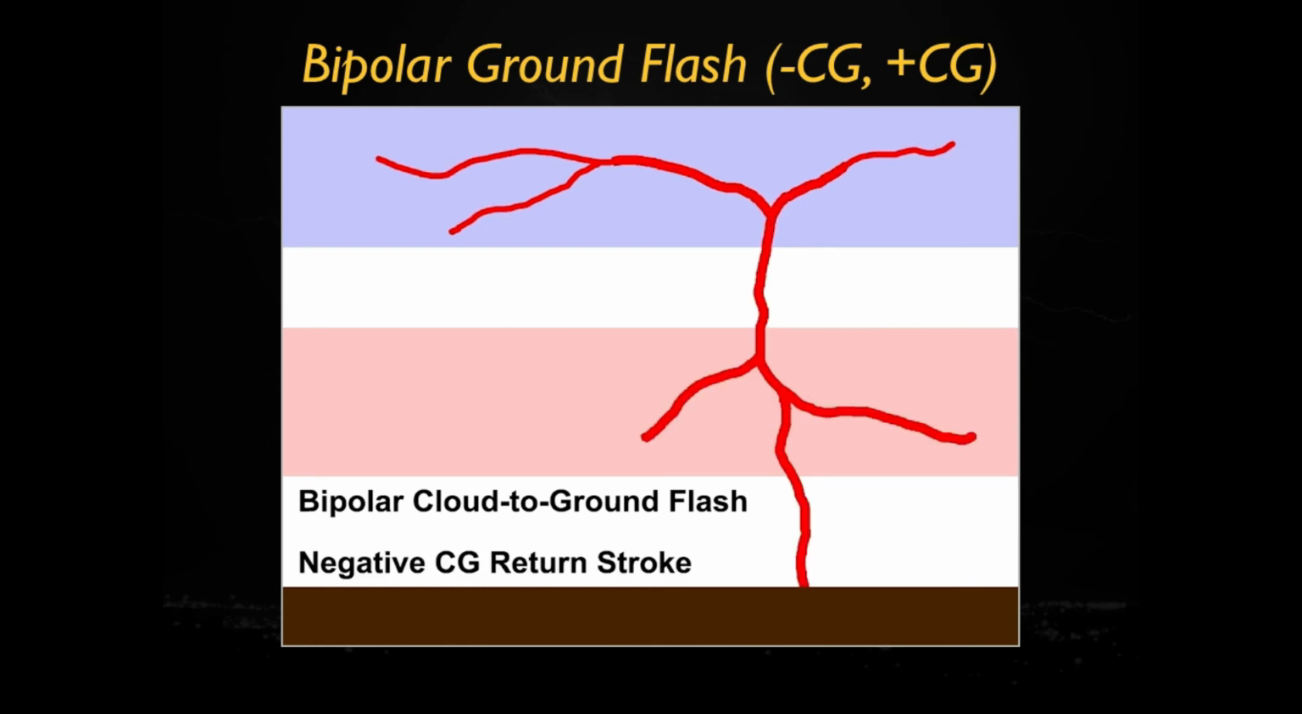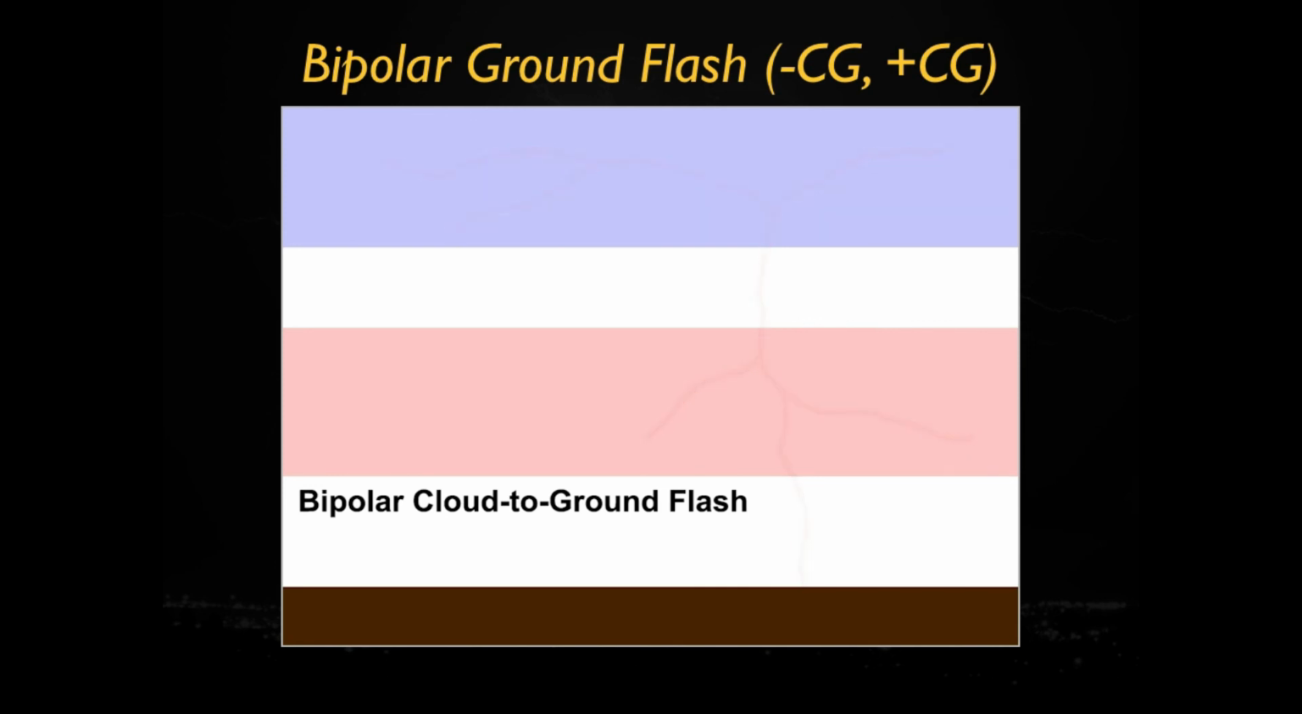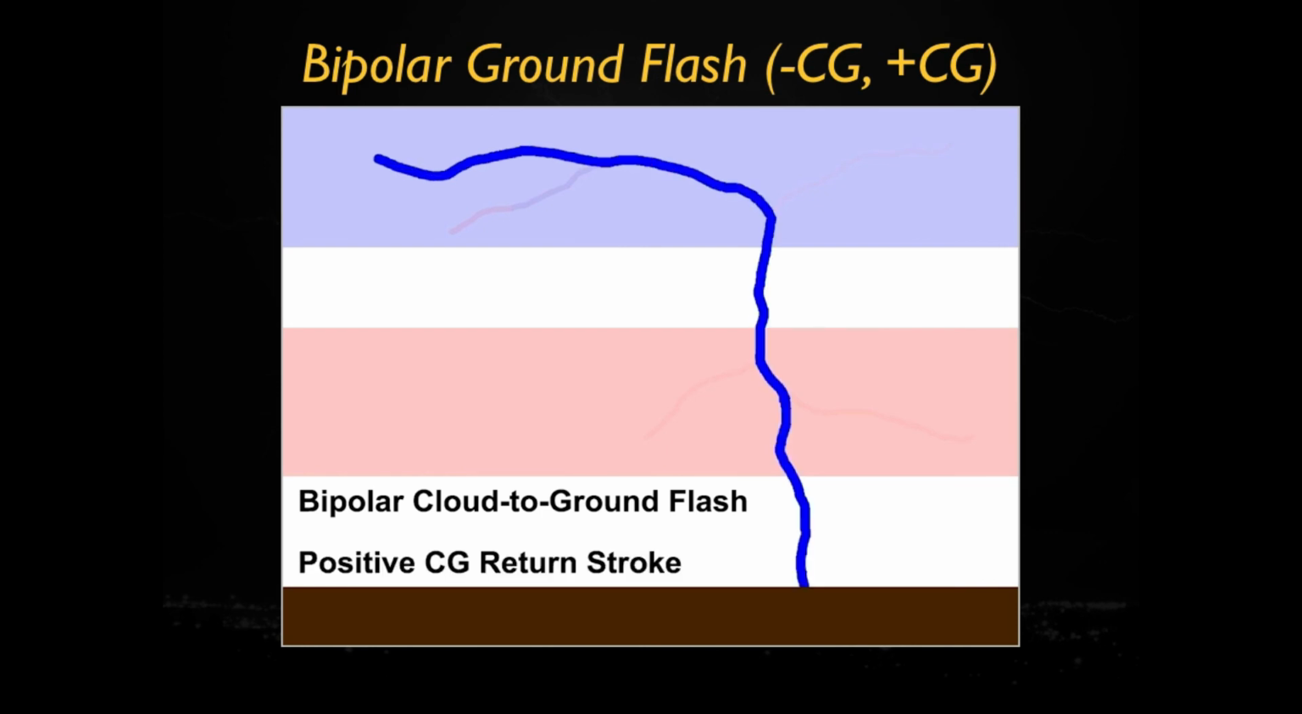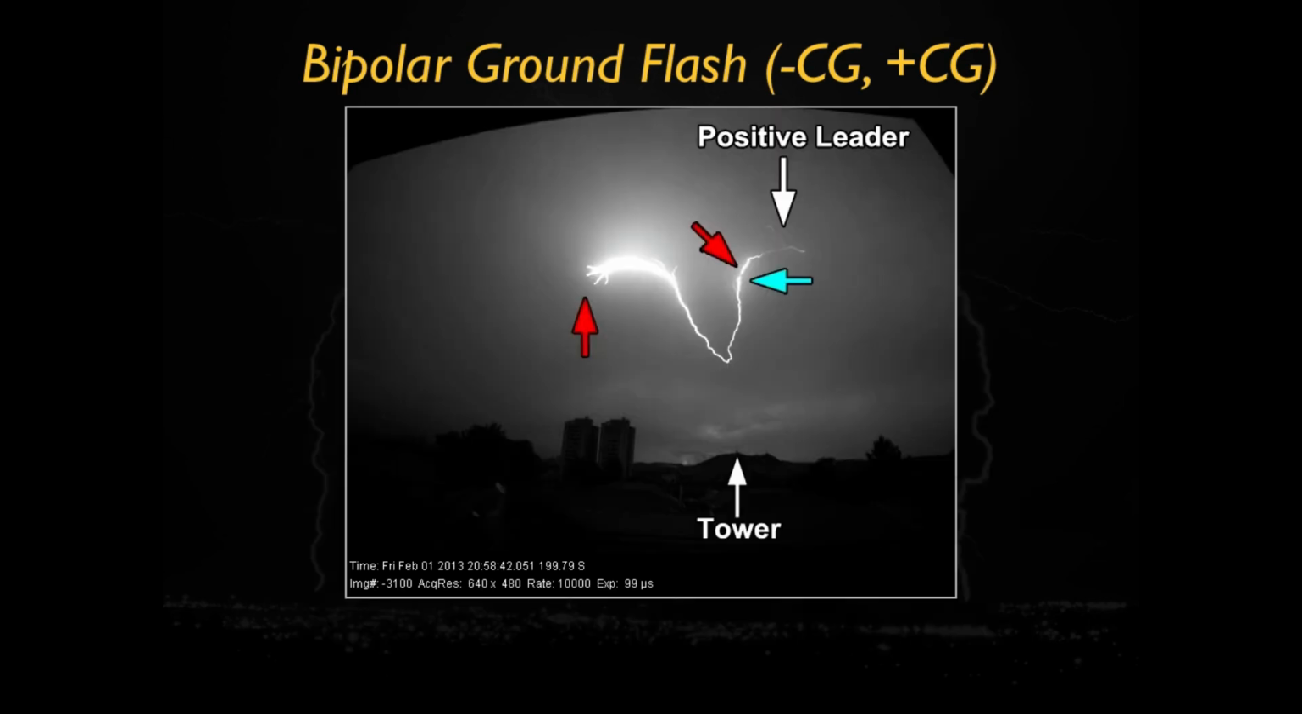Again, negative CG return stroke, the leader network fades, get a recoil leader that then fades, and then at the branch point, a bipolar prograde leader whose positive end extends to ground, causing a positive CG return stroke. So that's a hypothesis.